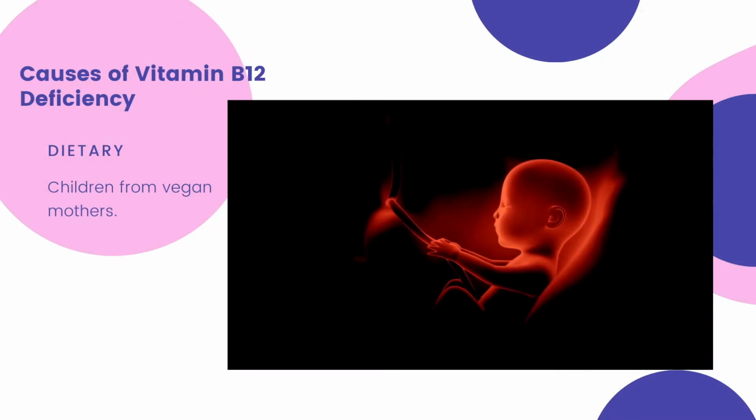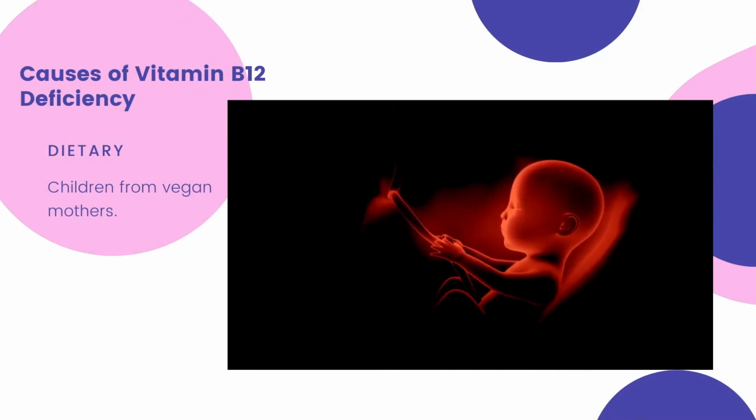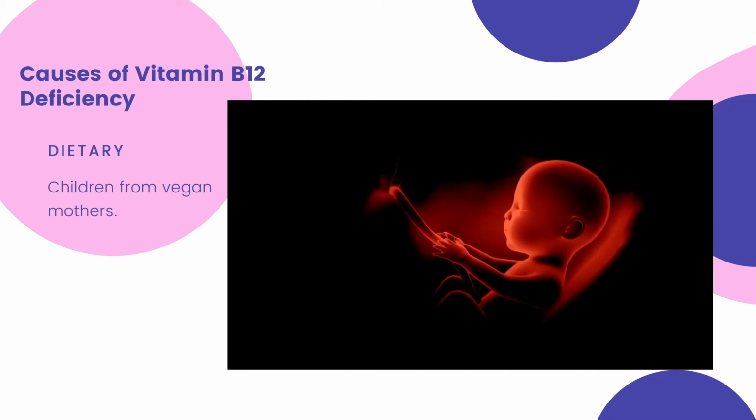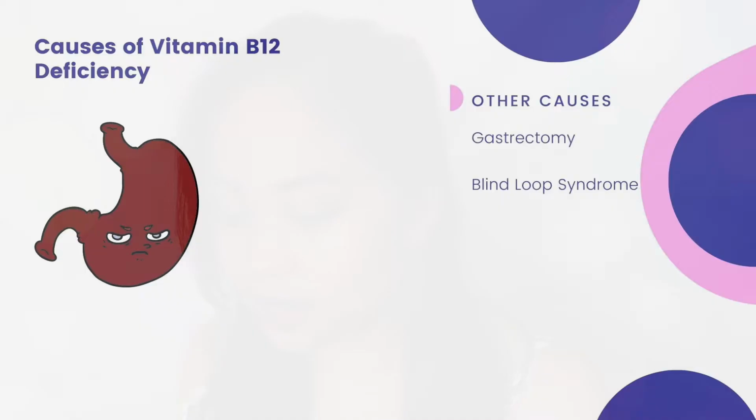There's dietary, children that are born from vegan mothers. It's really quite detrimental to fetal development and infancy, so it's highly advised that women take vitamin B12 supplements if they're pregnant and if they're vegan, so that they can provide that for their babies. There's also gastrectomy, which is where they remove some of the IF producing cells, and so you have a deficiency in absorbing vitamin B12 because you don't have intrinsic factor that way.